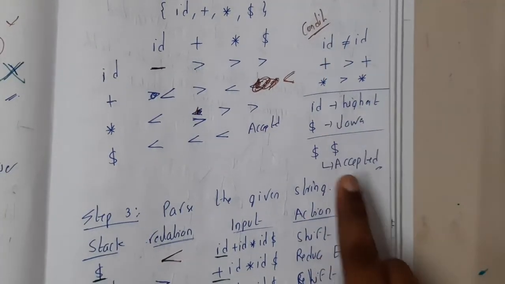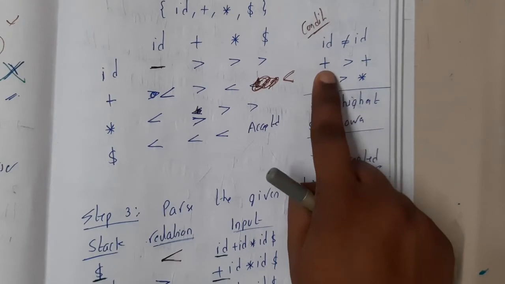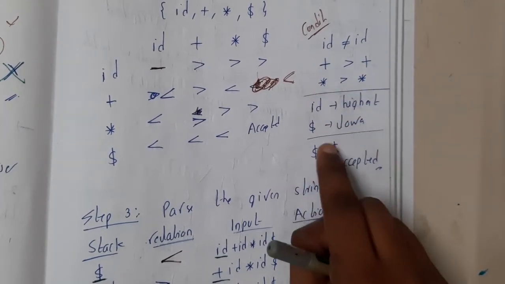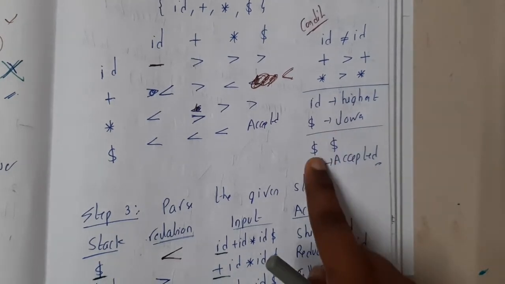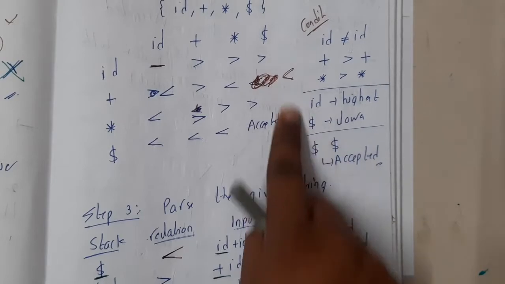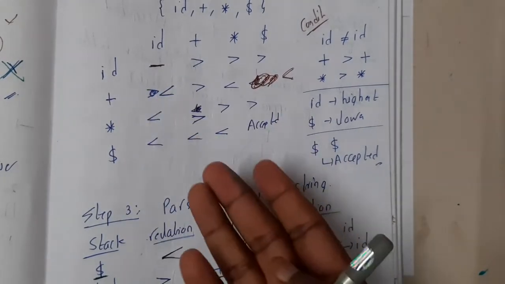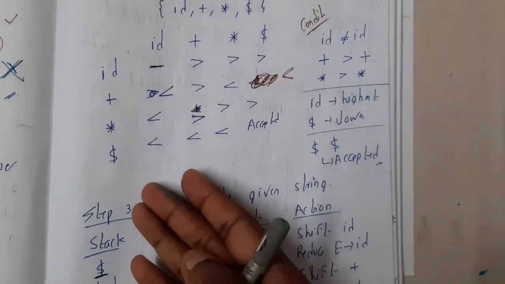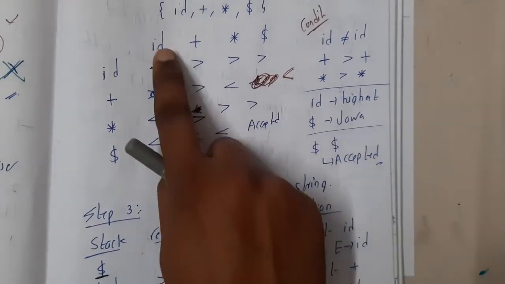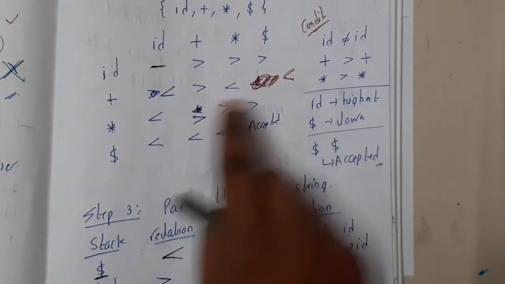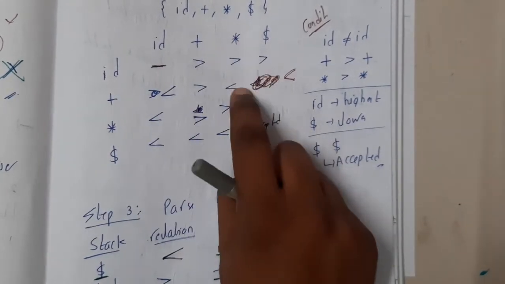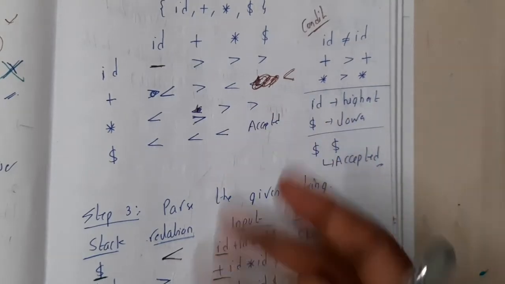So there will be a few conditions. ID will not be compared with ID, plus will be greater than plus, and star will be greater than star. ID has the highest precedence and dollar has the lowest precedence, and dollar with dollar means it is accepted. So in this way we are going to have the table and you will fill the table, guys. That is nothing but the precedence order. If there is a plus and ID, as I told, ID is greater than plus. Similarly, when it compares plus and into, which has the highest precedence? Into. So into is greater than plus. That is the exact table.